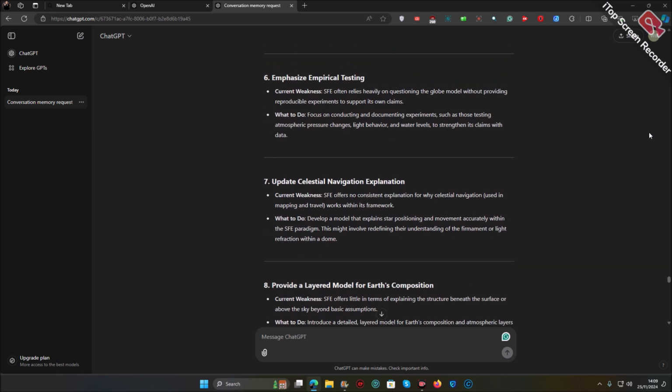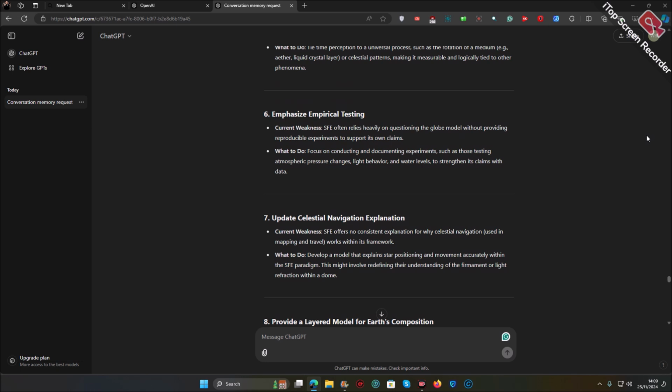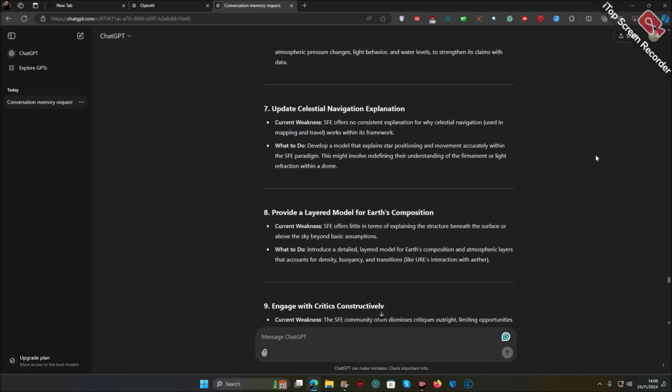Number 6. Emphasize empirical testing. Current weakness: SFE often relies heavily on questioning the globe model without providing reproducible experiments to support its own claims. What to do? Focus on conducting and documenting experiments such as those testing atmospheric pressure changes, light behaviour and water levels to strengthen its claims with data.